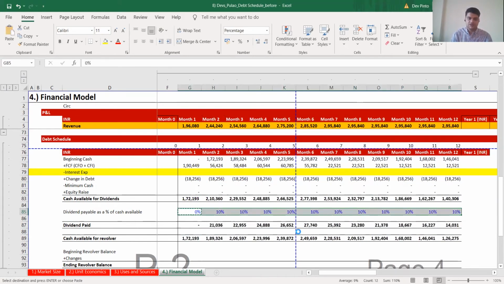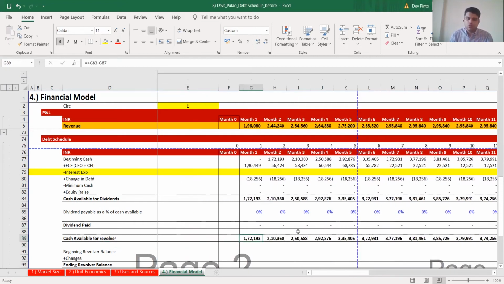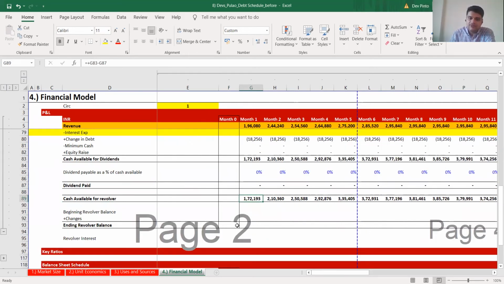It's simpler. Right. So what does this mean, right? 1.72 lakhs. What does this mean? This means I have cash before revolver. I have cash of 1.72 lakhs at the end of month 1, which means if I don't have a starting revolver balance, I will not need to draw down money from the revolver because this balance is not negative, right? So let me just illustrate that to you.